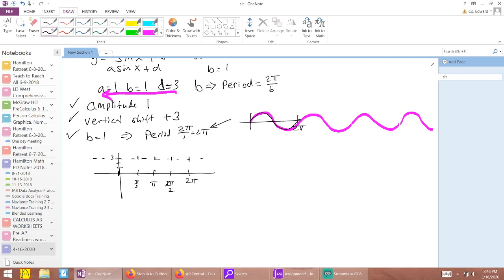Okay, so we finished with D, we finished with B. Now let's do A. A is amplitude. From our new middle ground, 3, we're going to add 1 going up, subtract 1 going down. And I use a little blue here. I'm going to draw my little tick marks. And this is as high as my graph can go. And this is as low as my graph can go. So this is my highest point. My lowest. Highest and lowest.